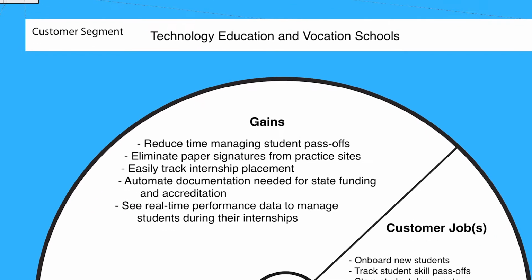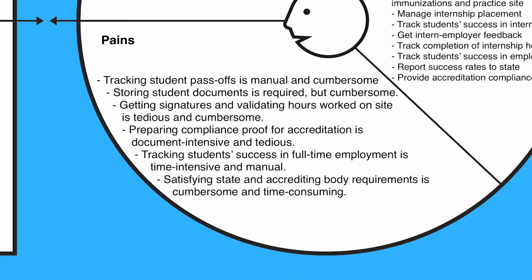And then let's go to pains first. So the pains are that tracking student pass-offs is manual and cumbersome. So we're talking about the instructor passing off each student. Right now they were doing that on a paper card system, and there was a big paper file with lots of documents. So we wanted to simplify that process of passing off students based upon their skills and competencies.